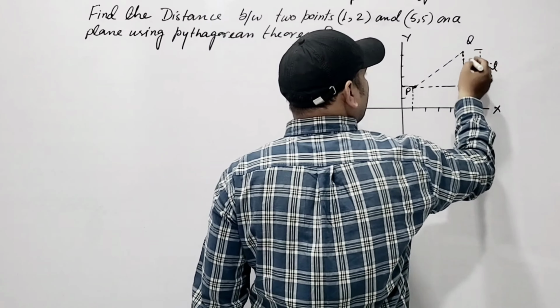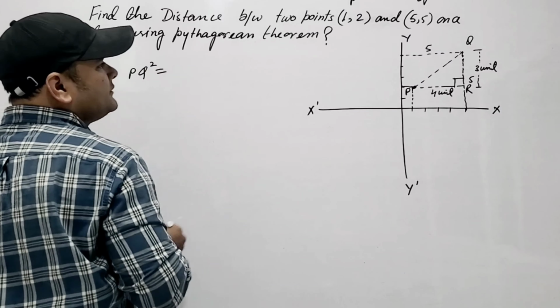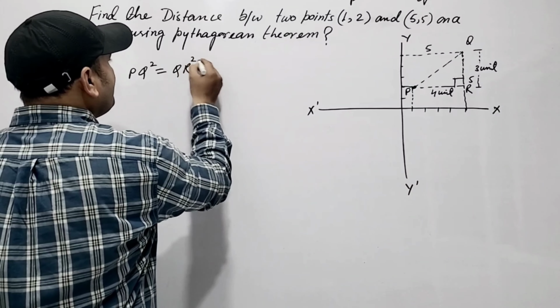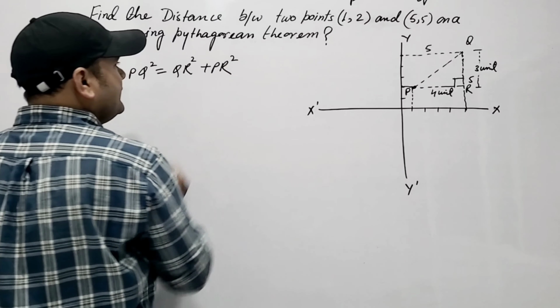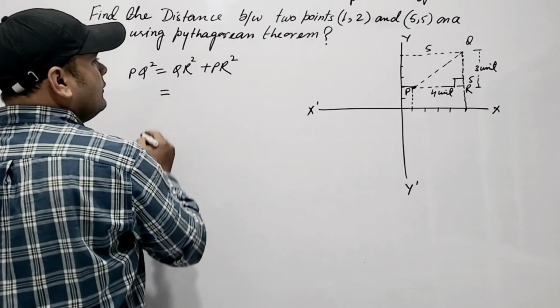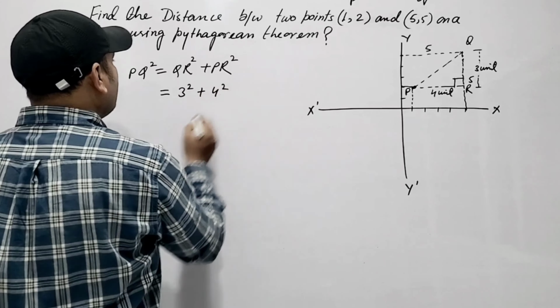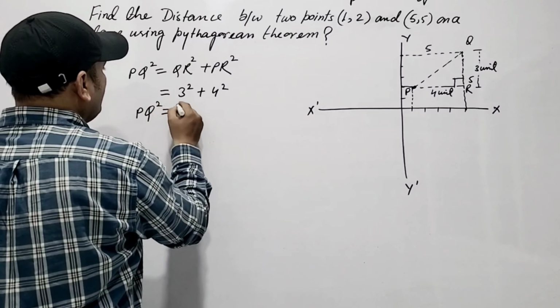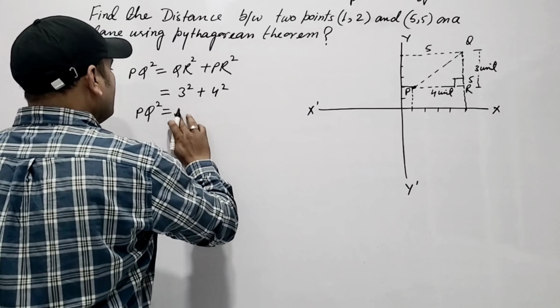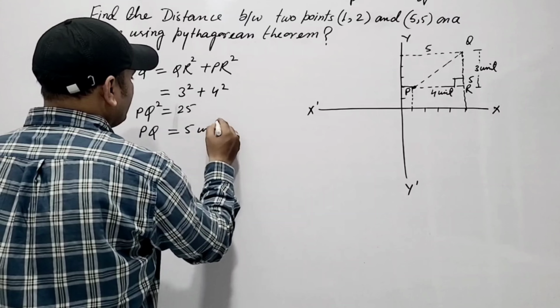So by using Pythagoras, you can see the triangle PQR, which is right angled at R. By Pythagoras theorem, the square of the hypotenuse, which is PQ, is equal to QR square plus PR square, right? So PQ square is 3 square plus 4 square, so PQ square is equal to 25. So now PQ is equal to what? PQ is equal to 5 units.